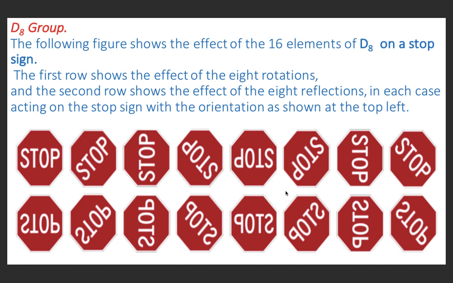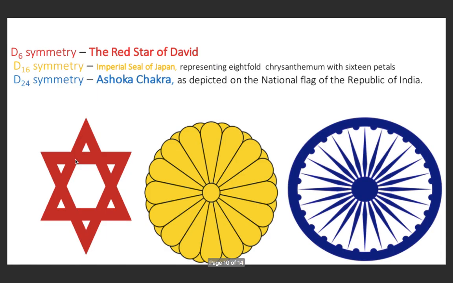I have taken the example of this polygon, which consists of 8 sides, and I have shown the reflections. I have shown the effect of 16 elements of this D8 on the stop sign, which we come across daily whenever we go out of home.